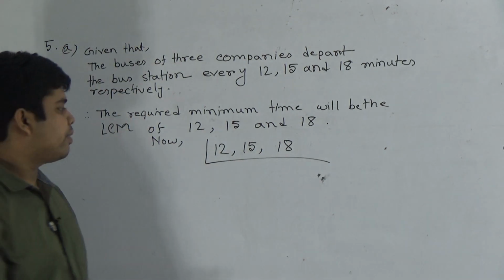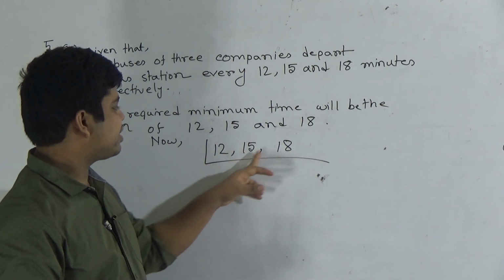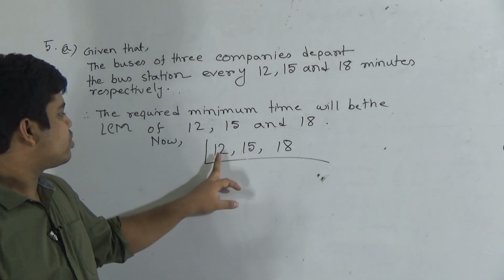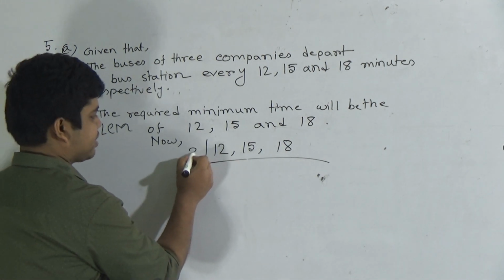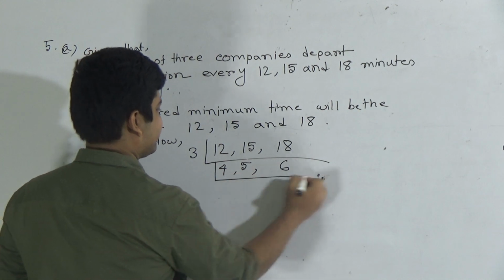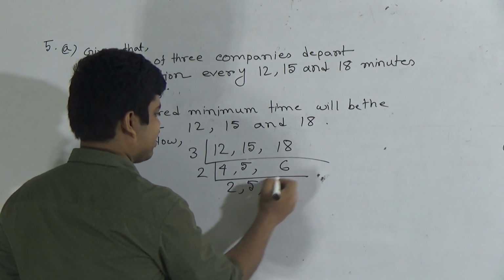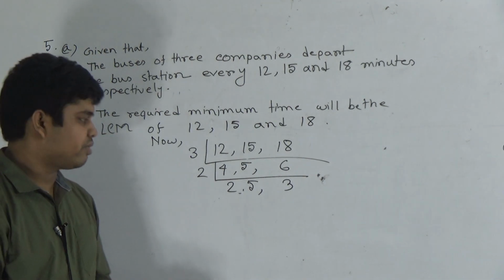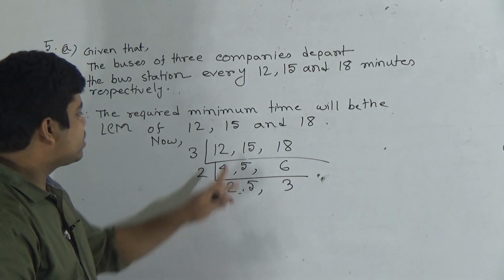So now we notice which prime number is common. 12, 15 and 18. We notice that 15 is an odd number, so 12 and 18 are divided only by 2. So we take 3 first. 3 4s are 12, 3 5s are 15 and 3 6s are 18. Then notice 4 and 6 are both divided by 2. 2 2s are 4, 5 is here, after that 2 3s are 6. Now notice 2, 3, 5, there is no common prime factor except 1. So we multiply the numbers and we get the LCM of 12, 15 and 18.